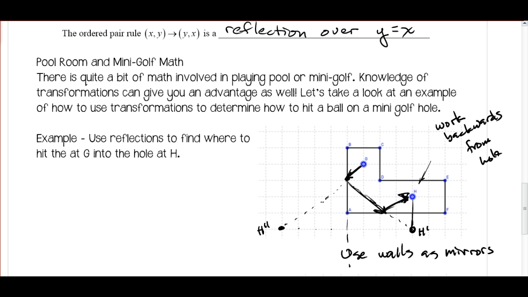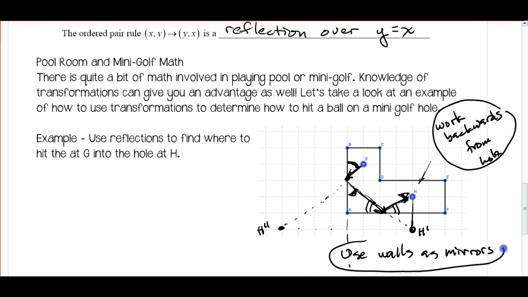Now, something I want you to notice here about the symmetry is that when you hit the wall, the angle that it forms going in is going to be the same angle that it forms when it comes off of the wall. And the same thing here. So this angle over here is going to be the same as this angle over here. So work backwards from the hole, use the walls as mirrors, and then aim the ball at any of those mirrored images, and that will tell you where to hit it.